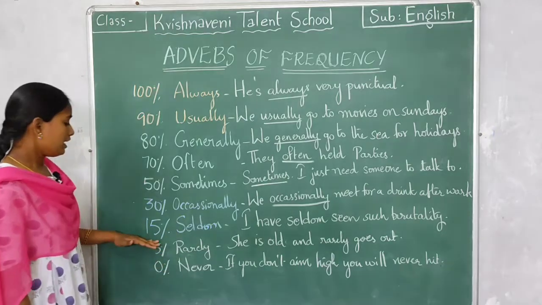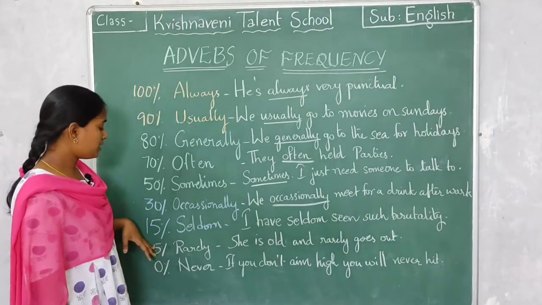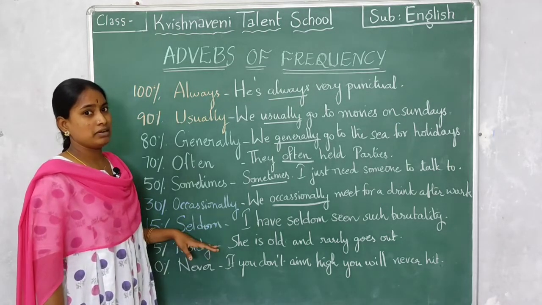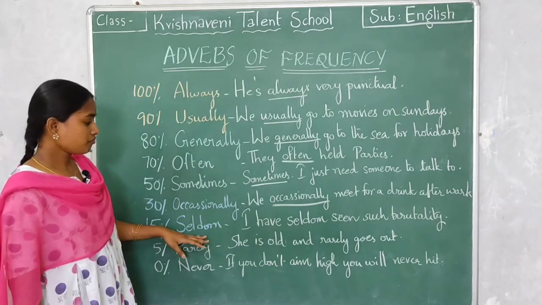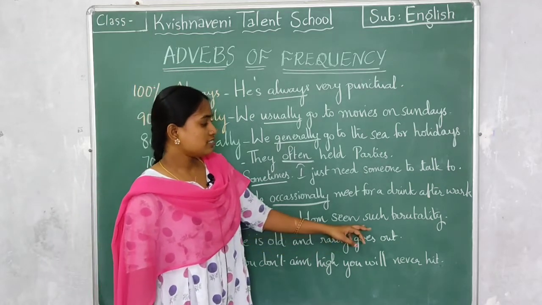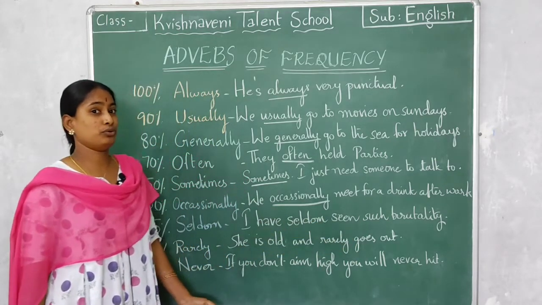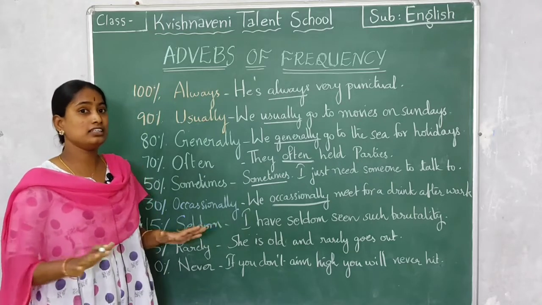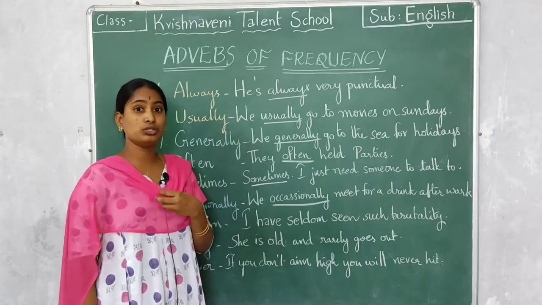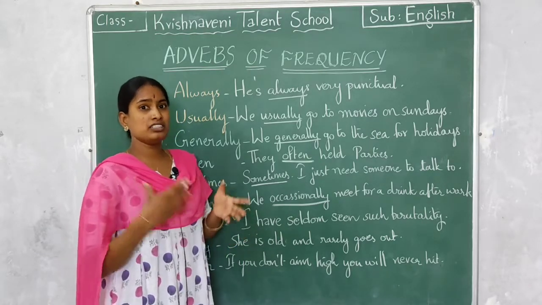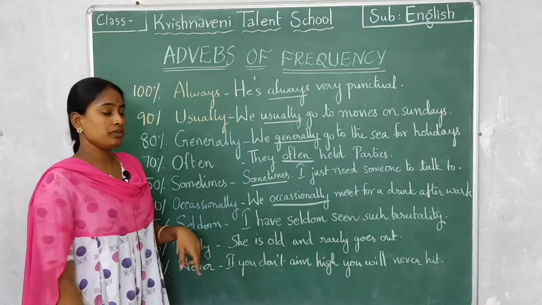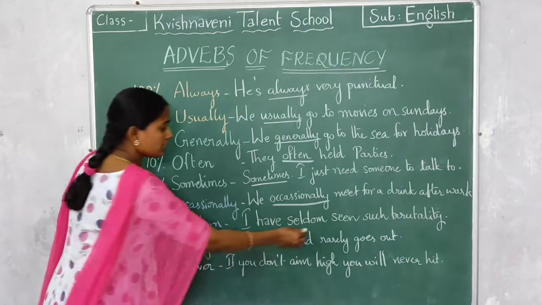Next we have 15% frequency, that is seldom. Seldom is almost never. We have a saying, barking dogs seldom bite. Here is an example sentence: I have seldom seen such brutality. That was a brutal murder. I have seldom seen that type of brutal murder, which means I have almost never seen it. Maybe just up to 15%, maybe you have seen 2-3 cases. That's it. At that time you can use seldom.